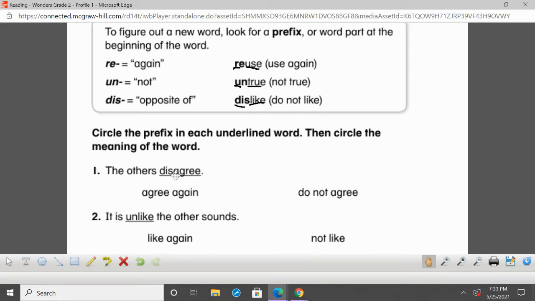All right, number 1 says, the others disagree. So our word is disagree. Well, first, let's highlight the prefix. So I see D-I-S. That's our prefix. Dis. Well, dis means opposite of. So if you agree with someone, what's the opposite of agree? Is to not agree. So the opposite of agree is do not agree. So dis, our prefix, helped us figure out what disagree means, which is do not agree.